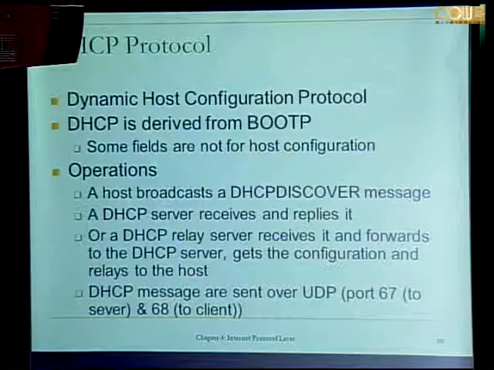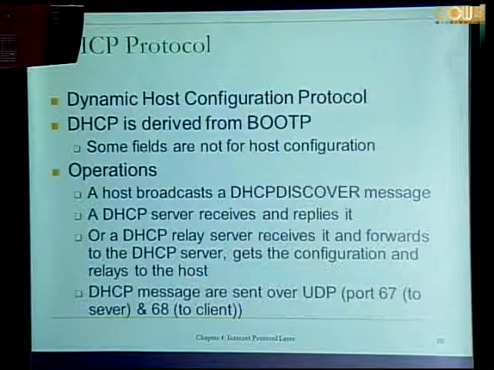So you need to find out who the DHCP server is first, and you find out by broadcasting the message DHCP discover, and then the DHCP server will then talk to the client, and the DHCP messages are sent over UDP with a port number of this.